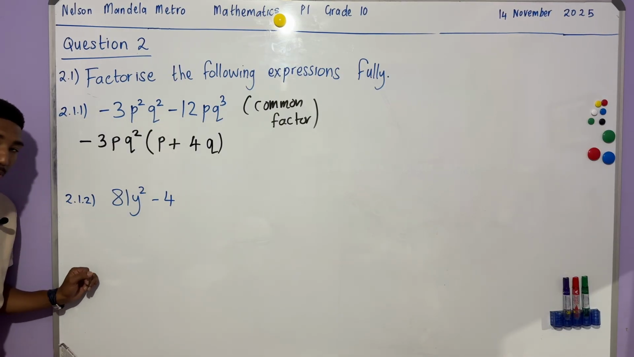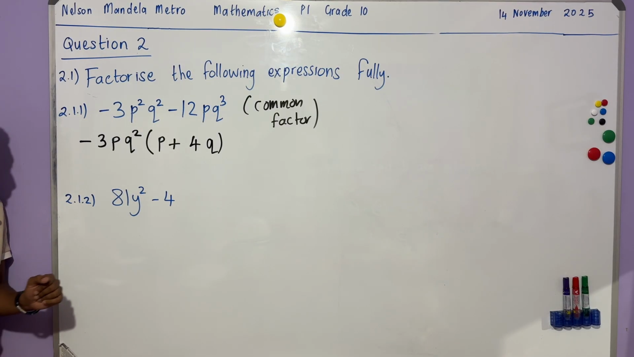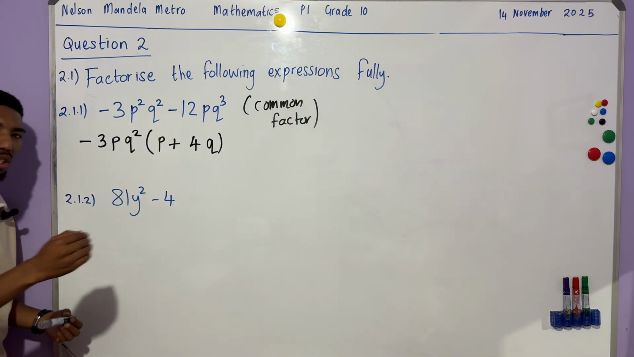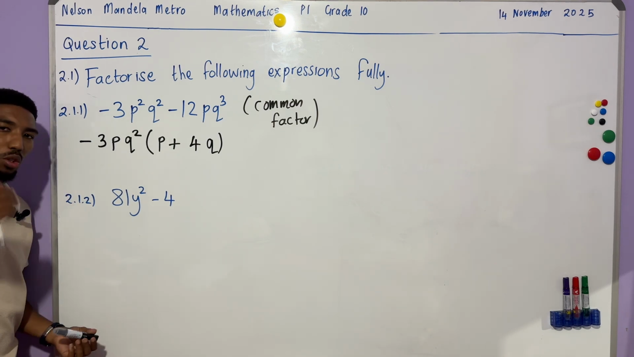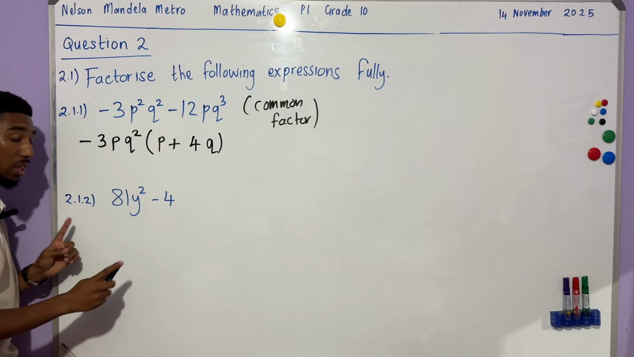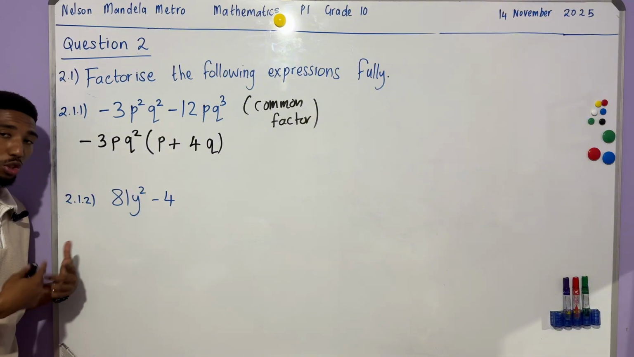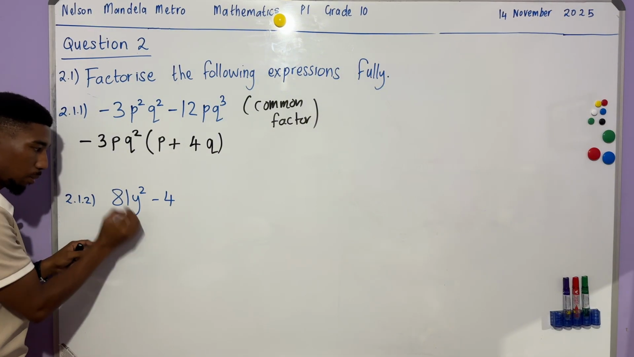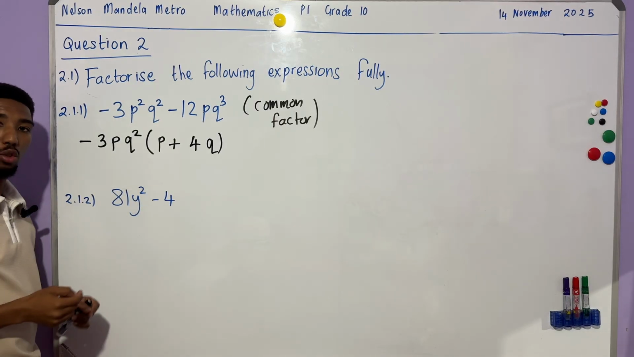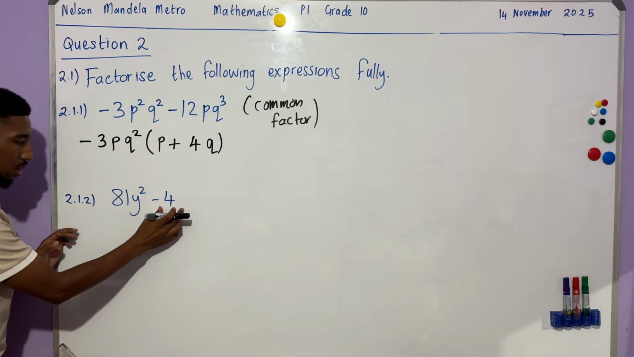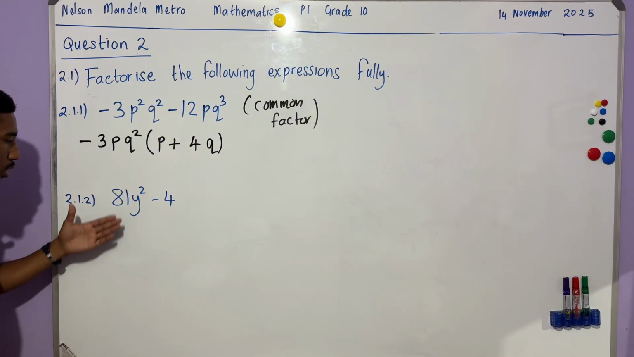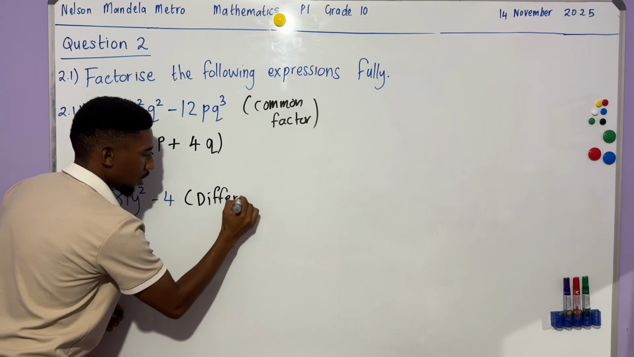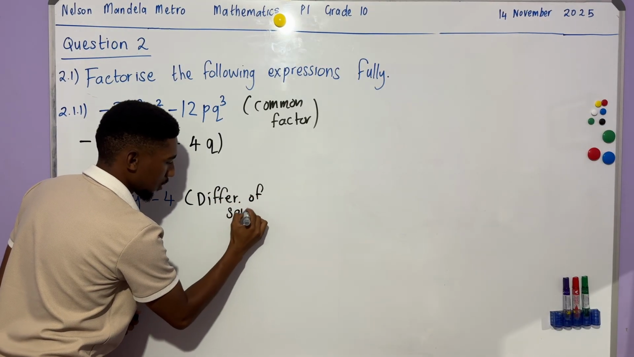In the second question, I see 2 terms with a negative between them. The moment I see 2 terms with a subtraction, I veer towards difference of 2 squares. But to confirm that it is difference of 2 squares, the 2 terms have to be squares. Is 81 a square number? Yes, it is. Is y squared a square variable? Yes, it is. Is 4 a square number? Yes. So we have 2 terms that we are subtracting that are square numbers. So we can call this the difference of squares.